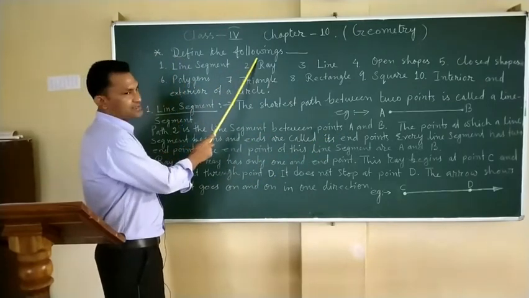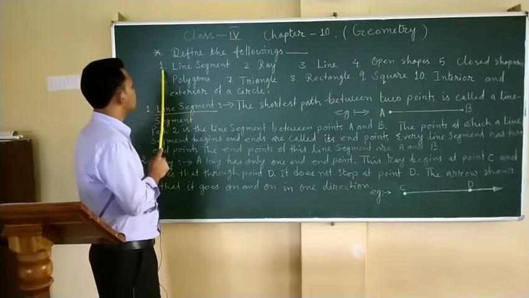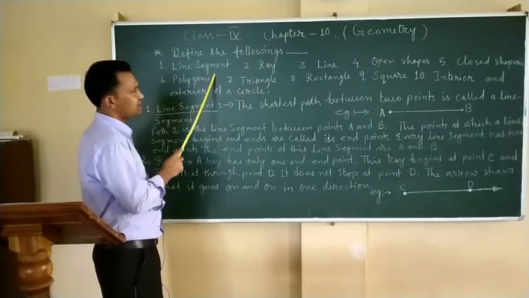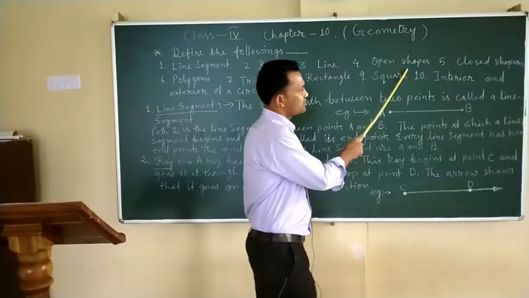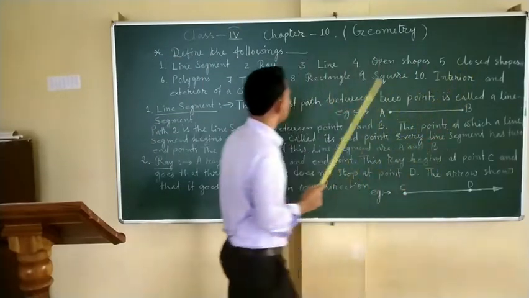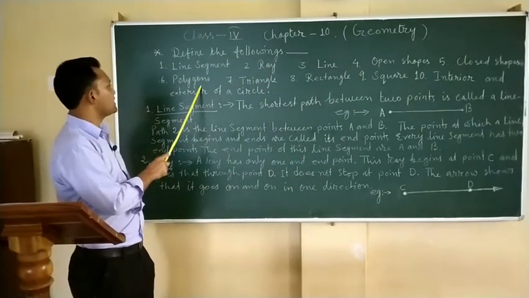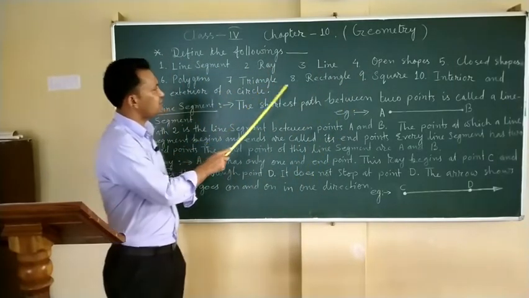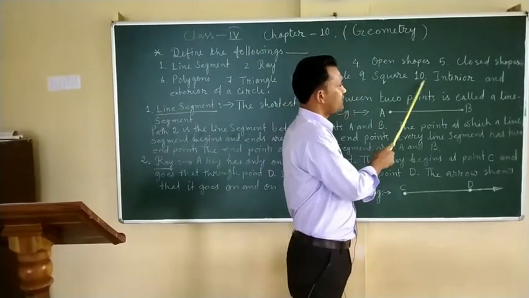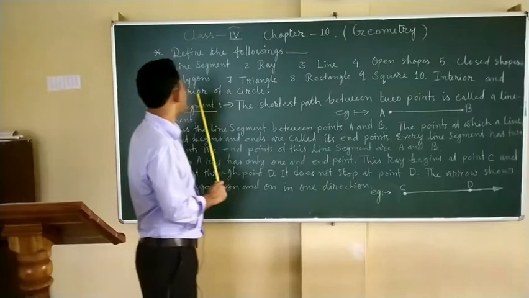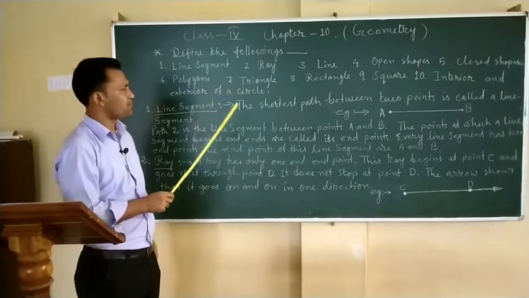Define the following. Number 1, line segment. Number 2, ray. Number 3, line. Number 4, open shape. Number 5, closed shape. Number 6, polygons. Number 7, triangle. Number 8, rectangle. Number 9, square. Number 10, interior and exterior of a circle.